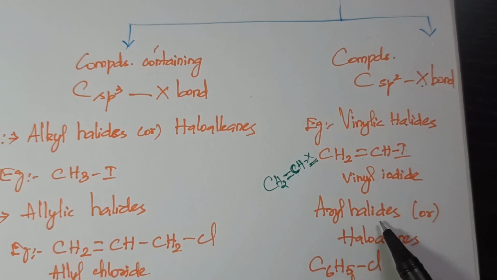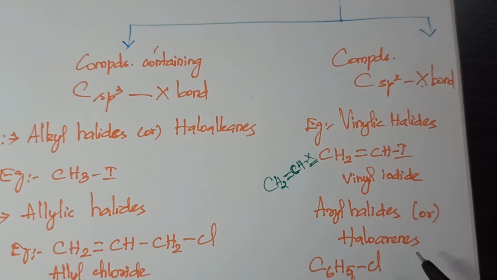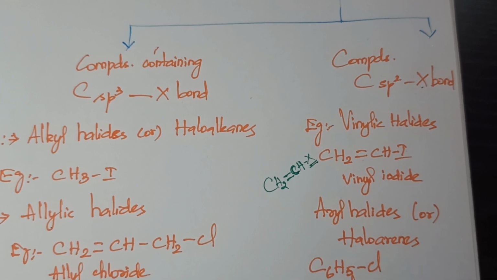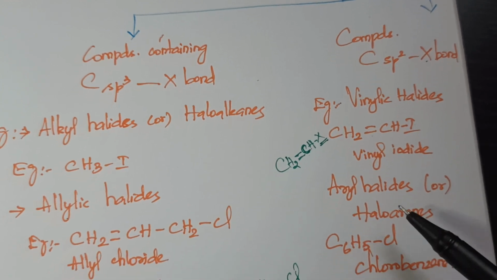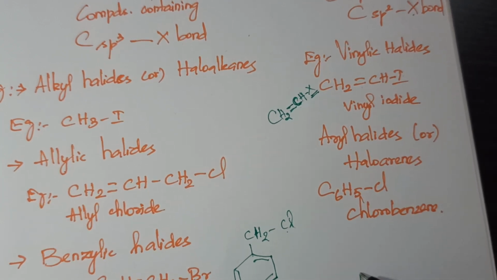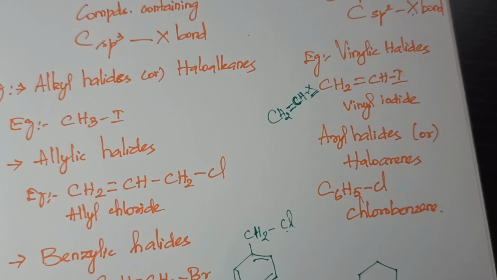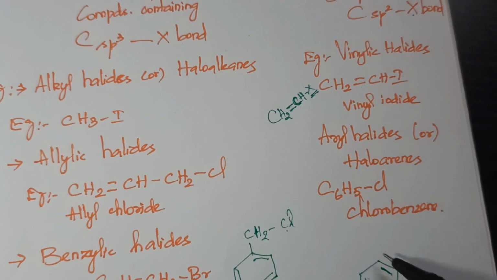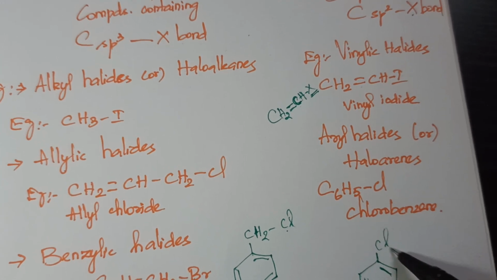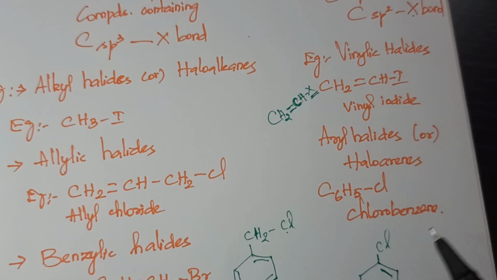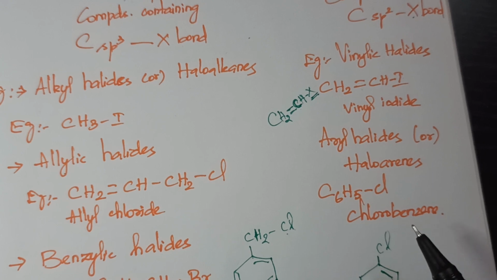Next one is aryl halides or haloarenes. In this chapter we are going to see haloalkanes and haloarenes. Haloarenes are aryl halides, that is, on a benzene ring. This is the benzene ring, C6H6 with alternate double bonds. Here one hydrogen is substituted by a chlorine atom. That is called chlorobenzene. So this is the classification of organic halogen compounds.